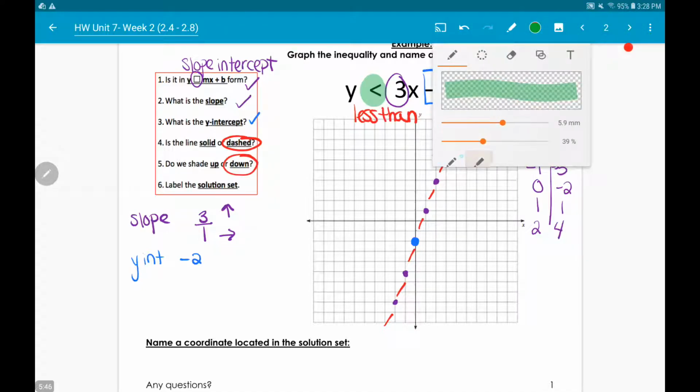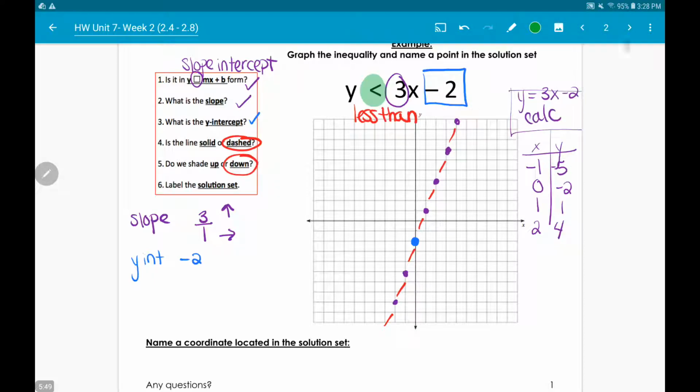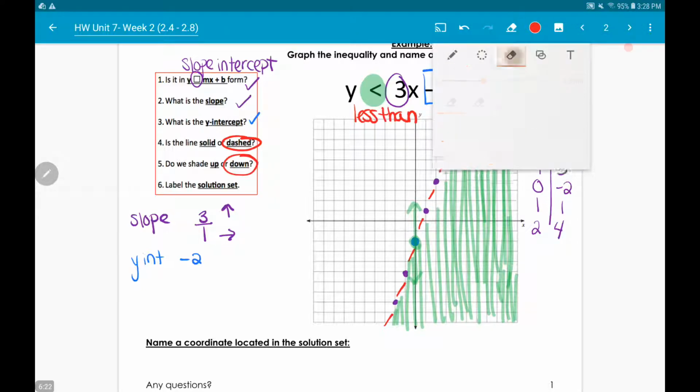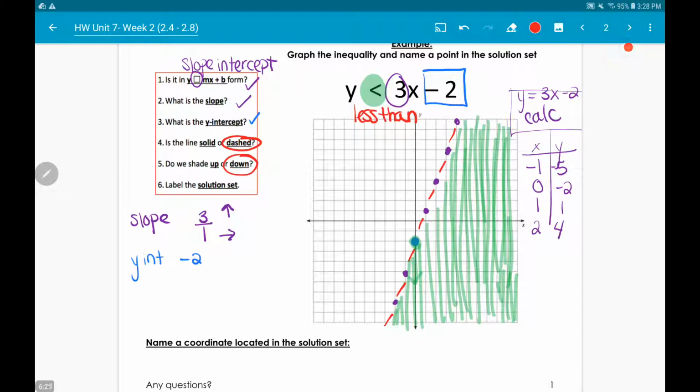If you're never sure which one is up or down, this is what I like to think. I like to pick a point. And I like to think if I look up here or down here, which one is my smaller numbers? Because I want to shade less. My smaller numbers on my y-axis are going this way. So that's how I'm going to shade it in. I need to shade the entire side. I want to think of this as like a coloring book. Wherever the line splits is where I'm going to shade. So I can go ahead and erase that arrow.